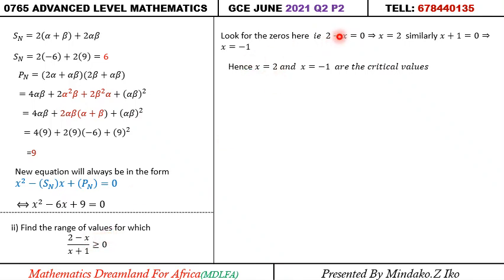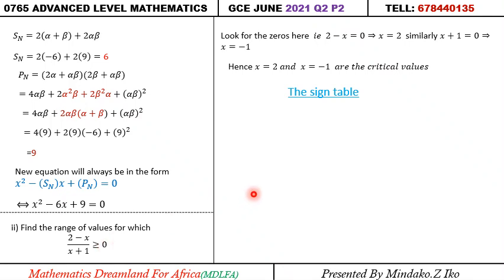So for the zeros, you equate the numerator to 0 and look for x, and similarly for the denominator. These two values are our critical values. So that is it. Now we are going to look at the sign table. The sign table means we are going to look for the range of values for which this expression is greater than or equal to 0. It means we are not considering the negative part. We are considering the fact that it should be either greater than 0 or equal to 0.